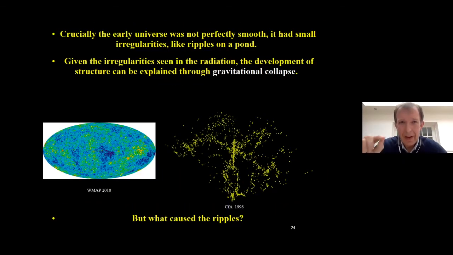And crucially, in the early universe, it cannot have been totally homogeneous and isotropic. A universe that was totally homogeneous and isotropic could not form any structures. How would they have known where to collapse? So there had to be some sort of small irregularities in this universe generated by something like ripples on a beautifully flat pond. As you magnify and magnify and magnify, get closer to the surface of that pond, you begin to see those ripples. The same is true of the space-time of our universe. It had to have some small irregularities on it. And given those irregularities, once we sorted them out, the development of structure can be explained through gravitational collapse.